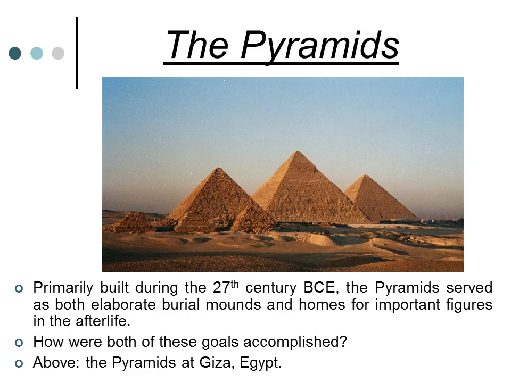The ancient Egyptian understanding of death is nowhere more evident than in its spectacular architecture. The crowning achievement of this architecture are the pyramids. In this slide, I provide an image of the pyramids at Giza, which were primarily built during the 27th century BCE. From what we can tell, the pyramids served the ancient Egyptians as both elaborate burial mounds and homes for important figures in the afterlife.